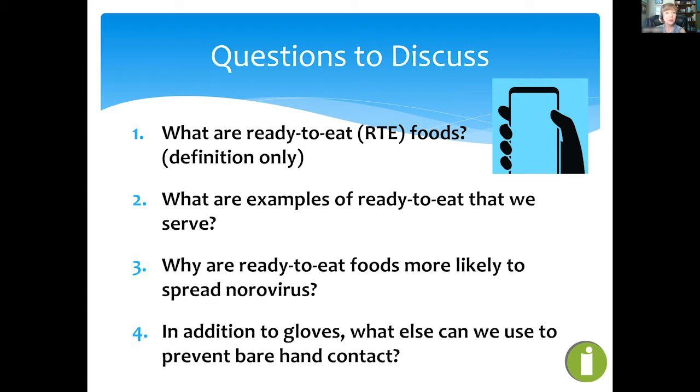Okay, so group number 5 and 6. I'm confusing myself this morning, aren't I? Why are ready-to-eat foods more likely to spread norovirus? Who might want to respond to that from group 5 and 6? This is Diane from group 5.